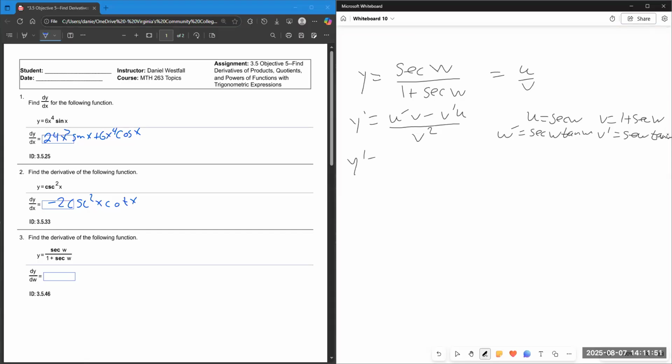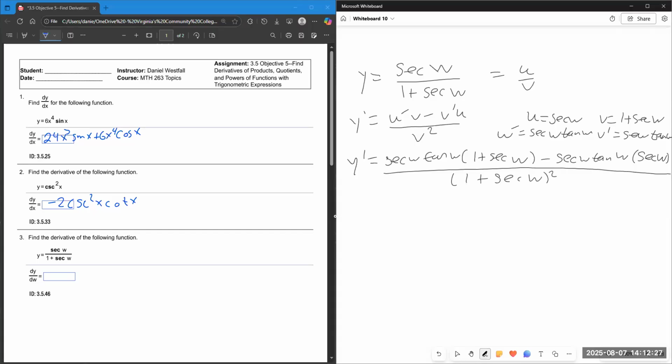So y prime is secant w tangent w times 1 plus secant w, minus secant w tangent w times secant w, over 1 plus secant w squared.